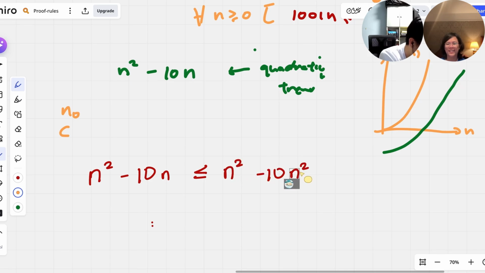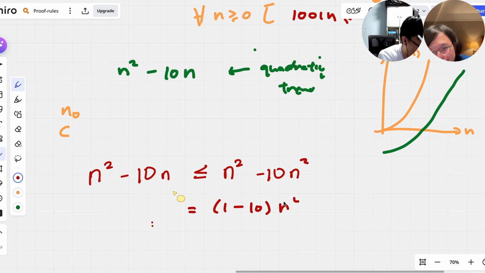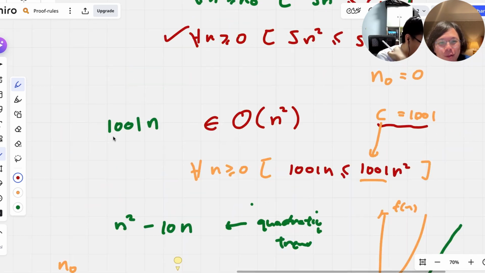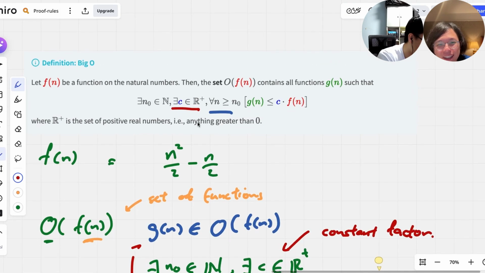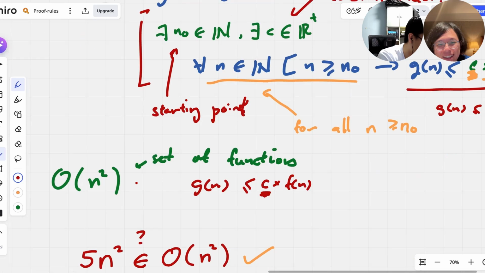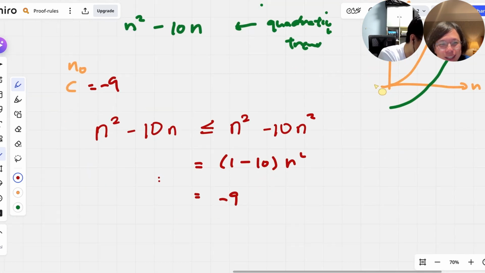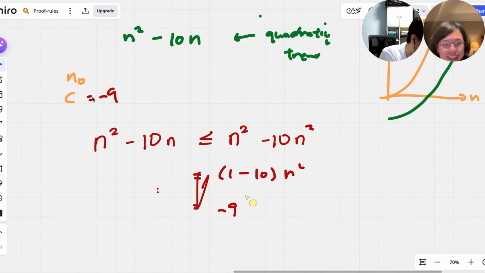Wait, is this true? This is not true, right? But why are you showing that it's less than n squared minus 10 n squared? Oh, I see the trick. You're trying to make all the n's into n squared. You can't do that. I'm guessing what you wanted to do is convert this into an n squared, and then you want to do 1 minus 10 n squared, so then you get the constant out. But the problem is that minus 9 here, you can't say this because our definition requires that c be positive. Okay, so that doesn't work. Back to the drawing board again.